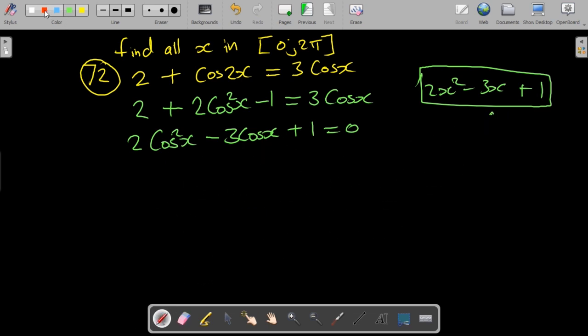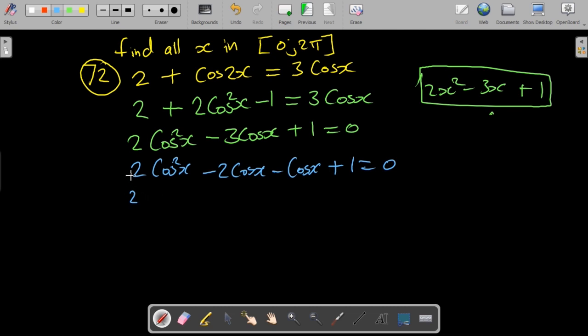So here's how I do it. I'm going to look for factors of 2 times 1. So factors that give me 2 when I multiply, but those factors should also give me minus 3 when I add them. So that's how I do it. And those factors are minus 2 and minus 1. If you multiply minus 2 and minus 1, you get 2. If you add them, you get minus 3. So I'm going to split the middle term using those factors, minus 2, minus 1. So just split this into 2 terms, and this is for factorization purposes.